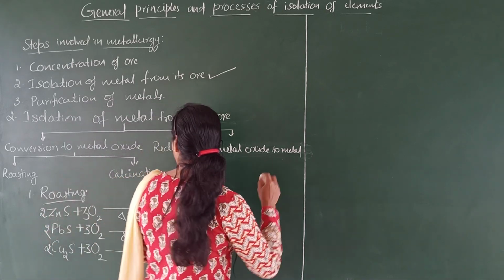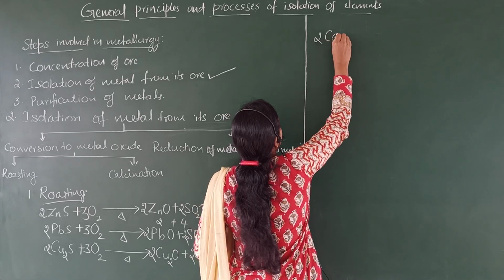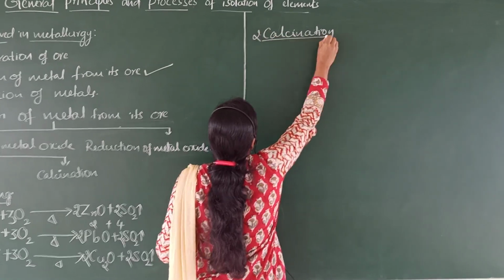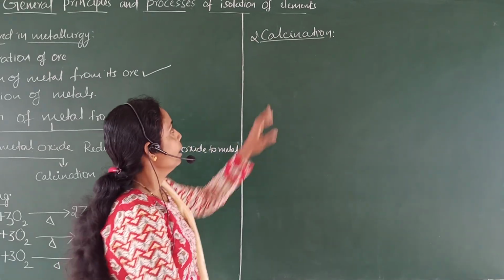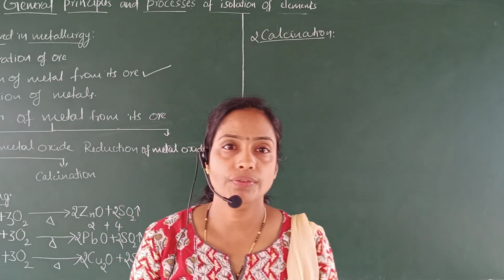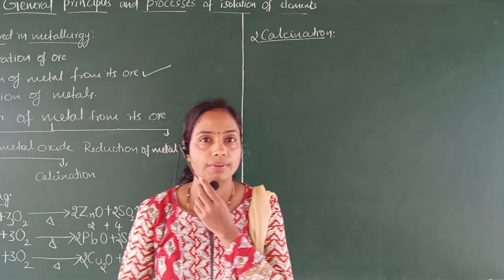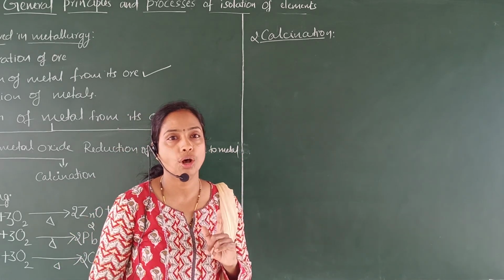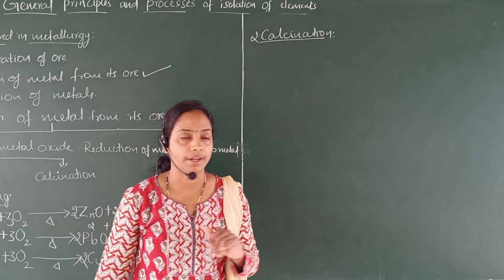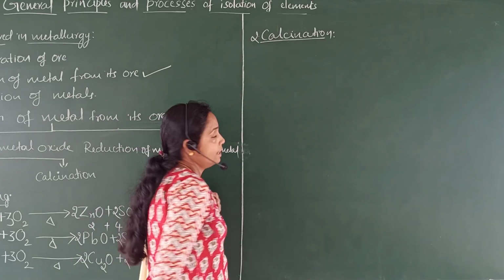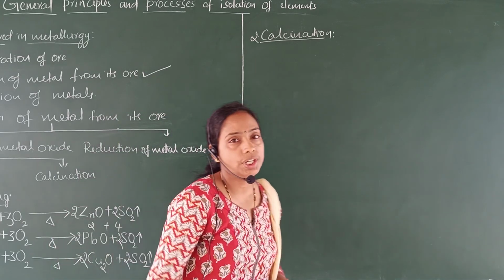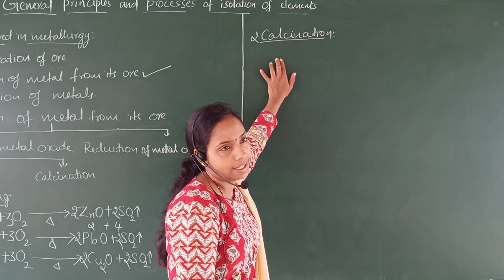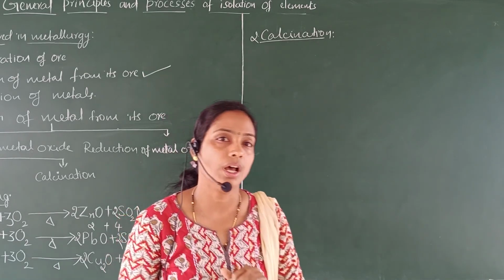Next, we'll move on to calcination. Calcination is a process of heating the concentrated ore to a very high temperature below the melting point in the absence of air or limited supply of air. During calcination, a decomposition reaction takes place, and usually carbonate ores are calcined.